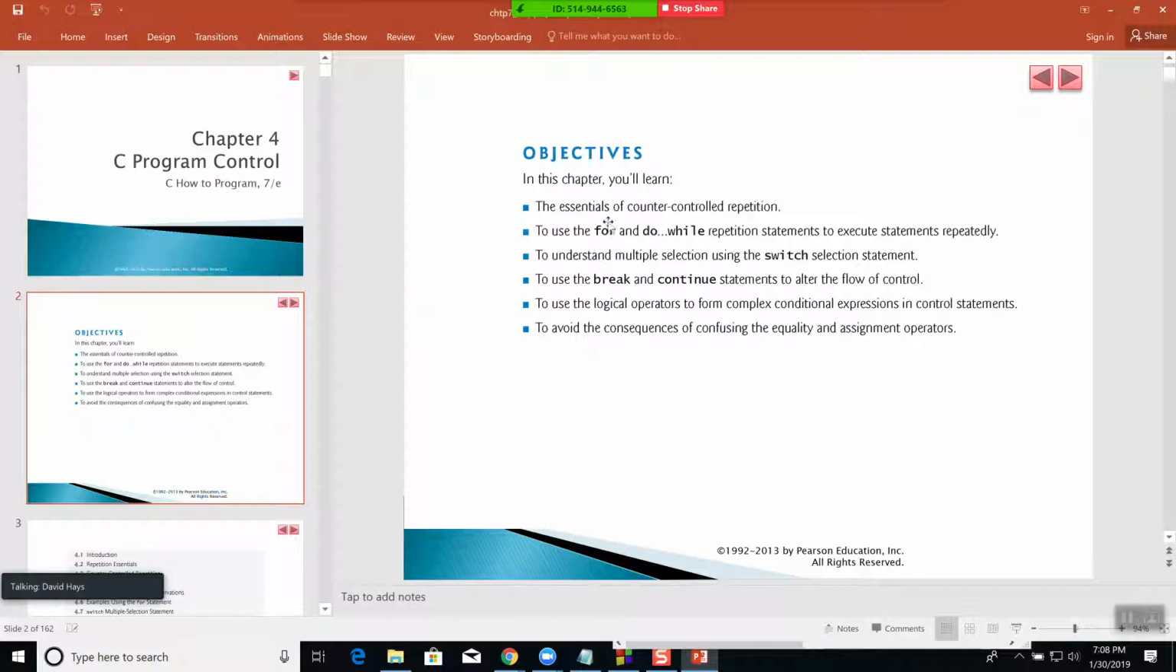Okay. We already talked a little bit about sentinel controlled repetition. This talks about counter controlled repetition. That's where you're going to control how many times you're going to do something. You go through it 10 times, go through it 20 times. Unlike the previous chapter where you go through it however many times until they enter -1 to quit. I'll focus on the for loop, but if there's an example on the PowerPoint, I'll talk about the do while.